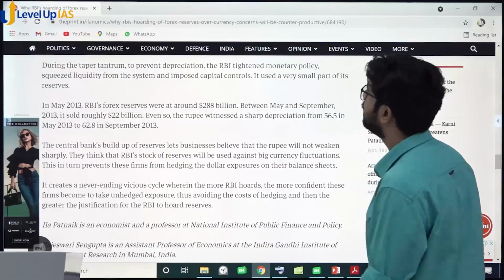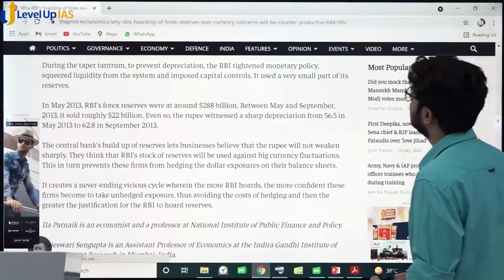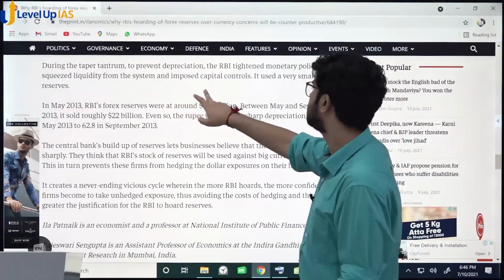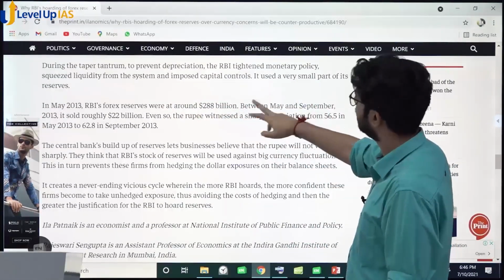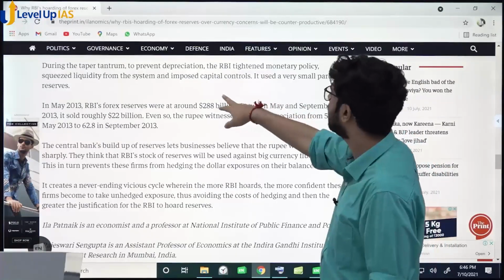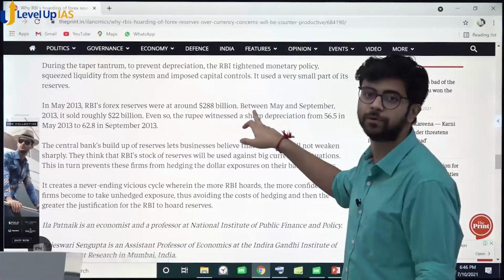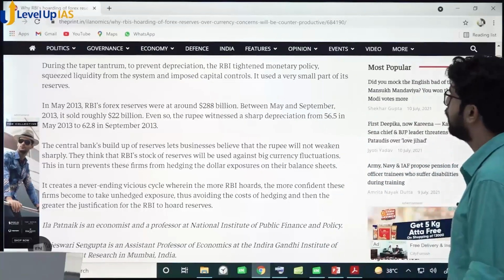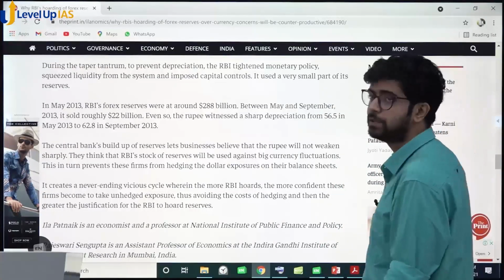Okay? So during the taper tantrum to prevent depreciation, RBI tightened monetary policy, squeezed liquidity from the system, imposed capital controls. It used a very small part of its reserves. So 2013 में क्या हुआ कि capital controls were imposed, etc. ठीक है? In May 2013, RBI's forex reserves were around 288 billion. Now how much do we have?